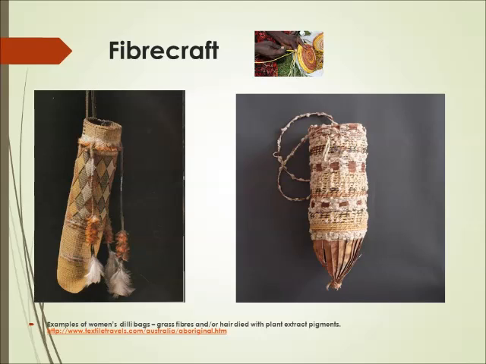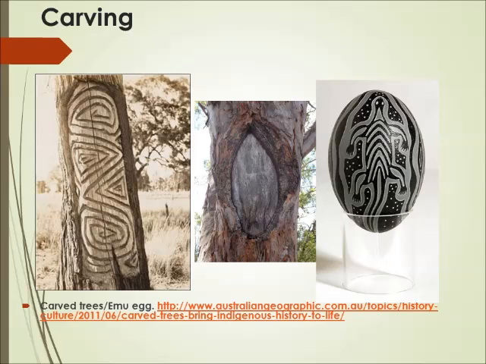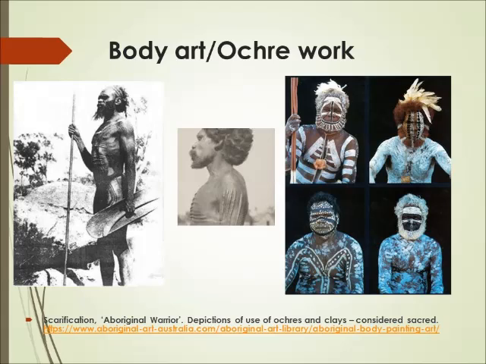And I think that that's quite significant as well, to see this change from it being considered something practical to a different way of looking at it. We can also see quite a lot of carving. So carved trees, sometimes referred to as scarified trees. These are quite common, but also carving into things like emu eggs, as well as the implements, are often used as a means of promoting culture. Okay.